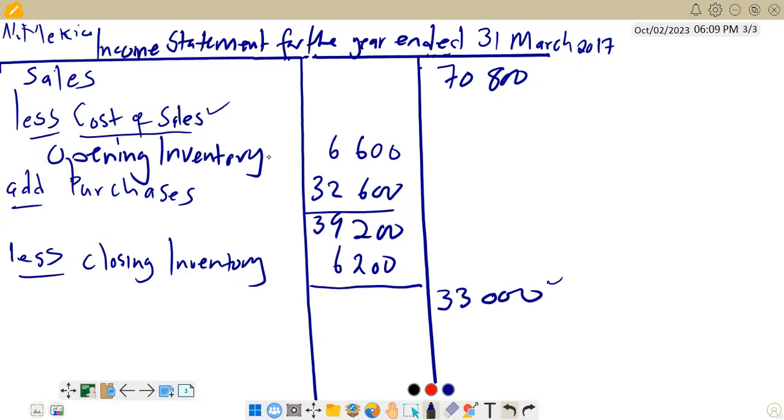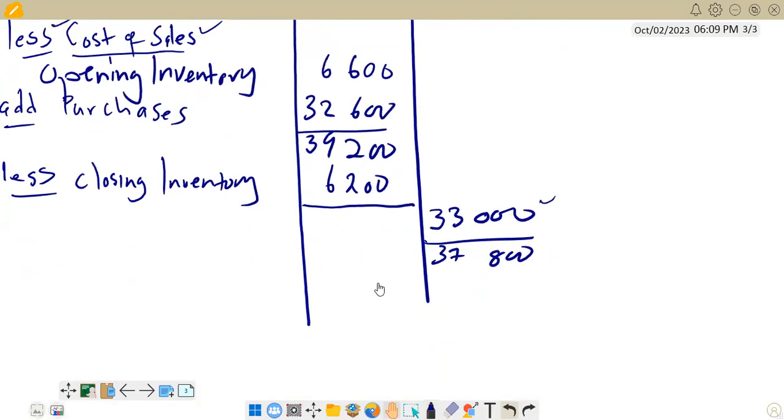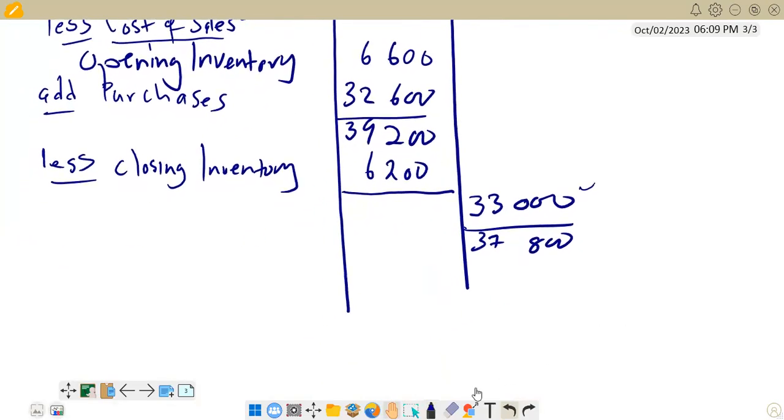This one, 33,000 is the cost of sales, and we are saying less here. So we are subtracting. We are saying 70,800 minus 33,000, then we get 37,800. So that's the figure that we have there, this is now our gross profit. Remember, gross profit, we say sales minus cost of sales. So this one is going down.